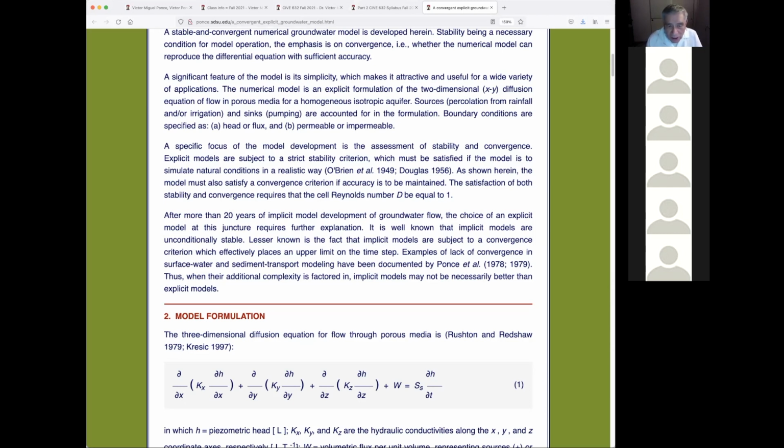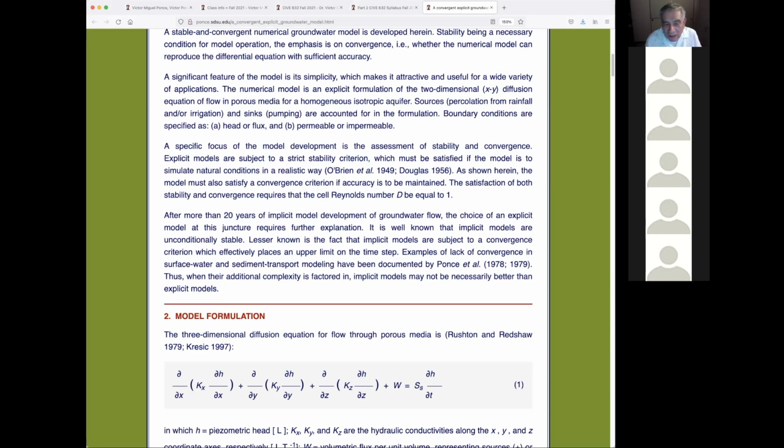After more than 20 years of implicit model development, namely mud flow, the choice of an explicit model at this juncture requires explanation. It is well known that implicit models are unconditionally stable. Sure, yeah, right. I mean, we can even get an explicit model, which is unconditionally stable. That's the Lee model. So the myth of only the implicit models are unconditionally stable has been demonstrated. Okay? Stability or unconditional stability, or I guess you can say stability or instability, depends on the scheme and the way it's set up and the boundary conditions, etc. It has nothing to do with implicit or explicit.